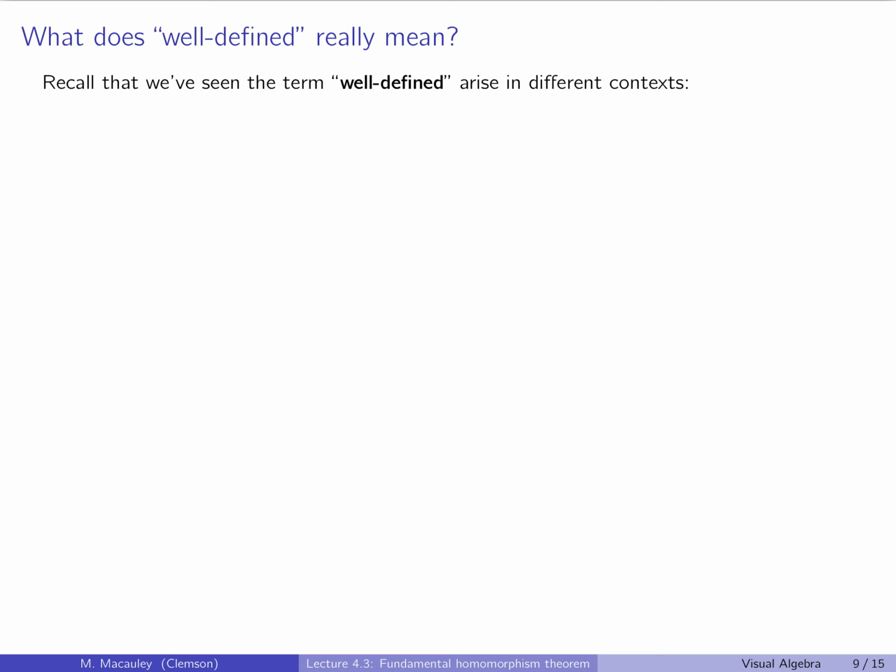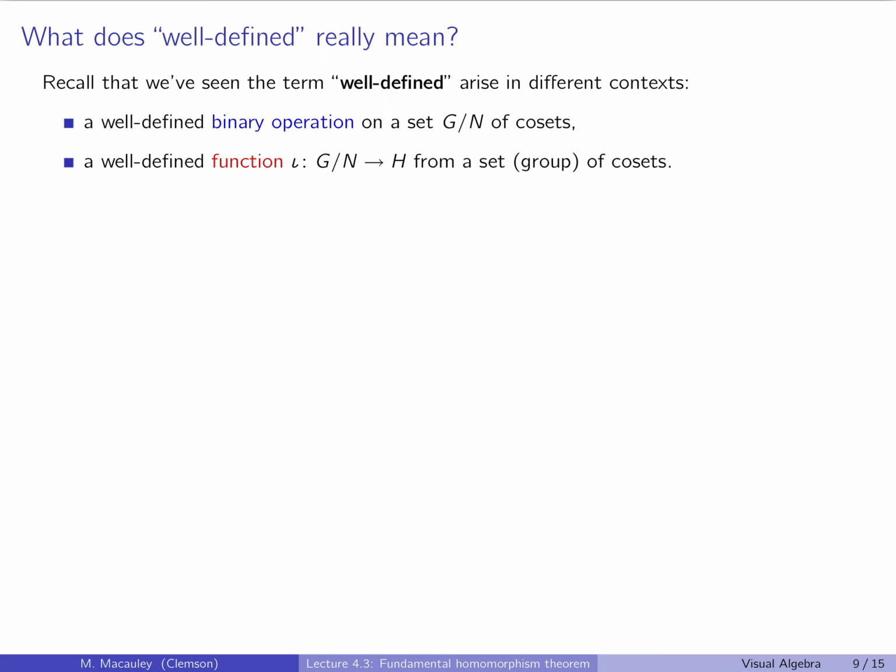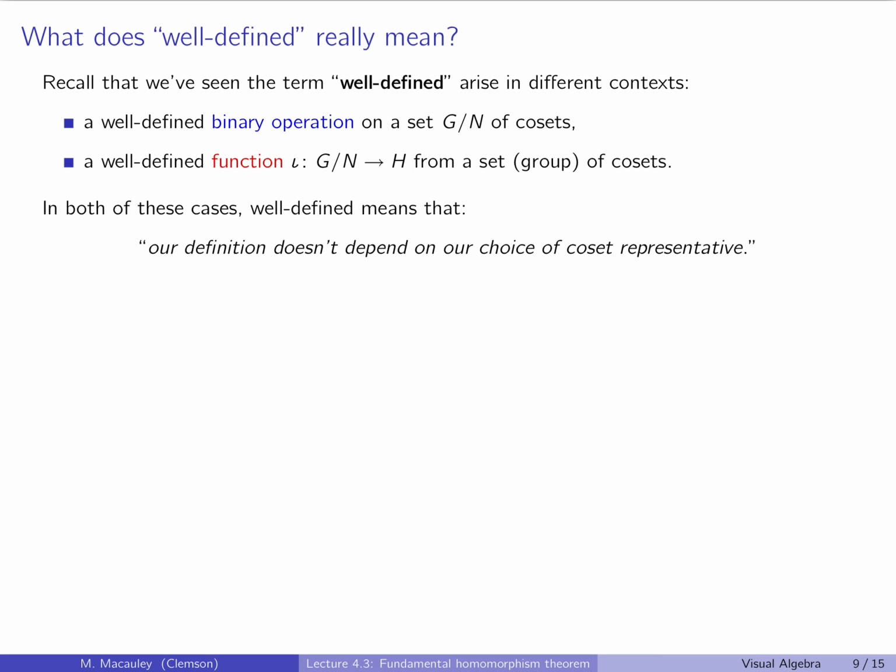Let's now return, as promised, to the concept of well-defined, which we saw in the proof of the Fundamental Homomorphism Theorem. Back in Chapter 3, we encountered this term when we were claiming that a binary operation on a set of cosets was well-defined. And in this video, we saw it applied to a function defined from a group of cosets. In both of these cases, well-defined meant that our definition, either of a binary operation or of a function, does not depend on our choice of coset representative.